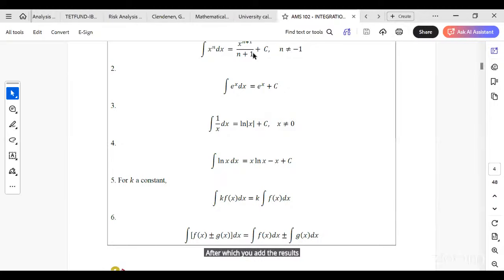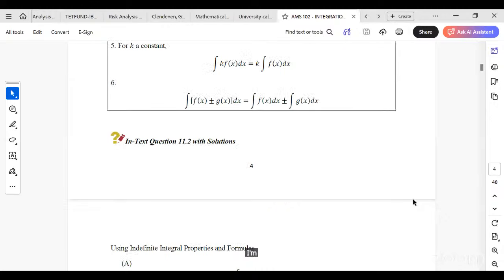After which you add the results. So f of x can be maybe 2x, and g of x can be maybe 3x squared. So if you have 2x added to 3x squared and you want to integrate, what number 6 is suggesting is that you integrate your 2x and also integrate your 3x squared. At the end of the day, you add up your results and you add the arbitrary constant C to it. So let's have a look at different examples.